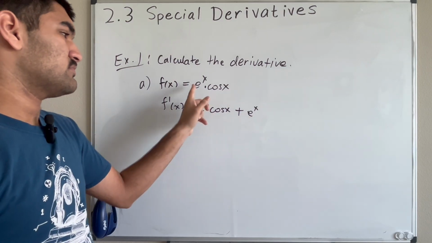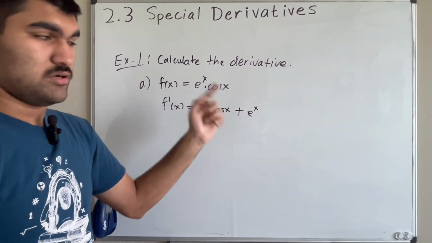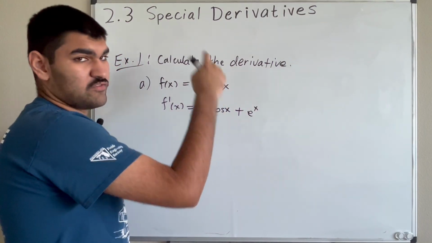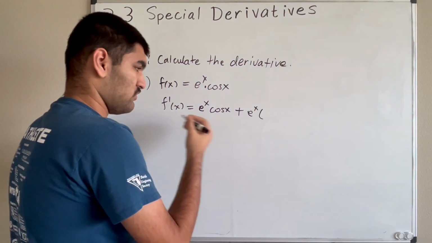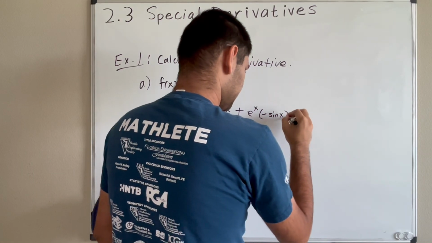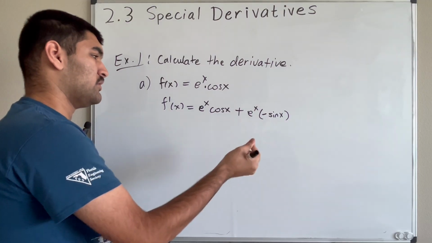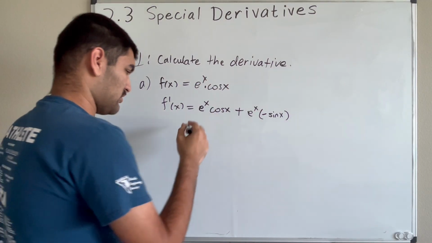So now we're bringing the e to the x down. Now we're going to differentiate cosine. Okay, so what's the derivative of cosine? Well, if you remember from the derivatives that we just went over, the derivative of cosine is simply just negative sine. Okay, and now we're done. We don't have to use chain rule or anything because there's no nested functions, no composition.